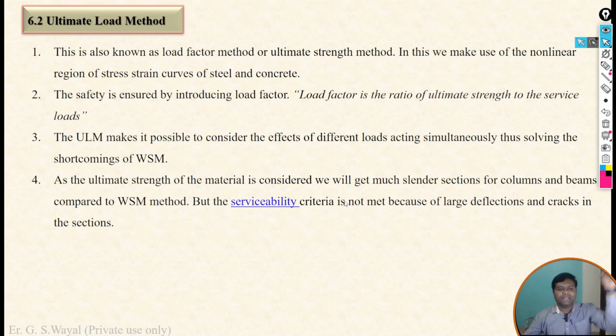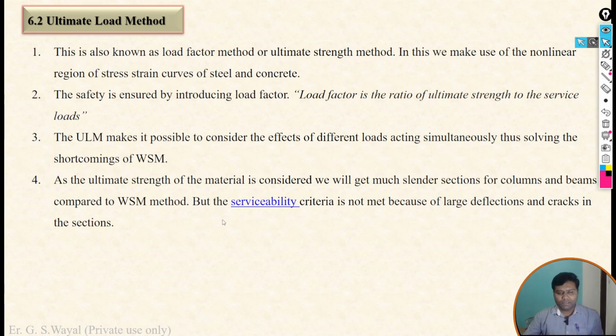Then next, as the ultimate strength of the material is considered, we will get slender sections for columns and beams compared to the working stress method. Previously we discussed that when we design any element using the working stress method, we get larger member sizes. But if we use the ultimate load method, we get slender sections, meaning the size of the beam, column or any element will reduce compared to the working stress method.